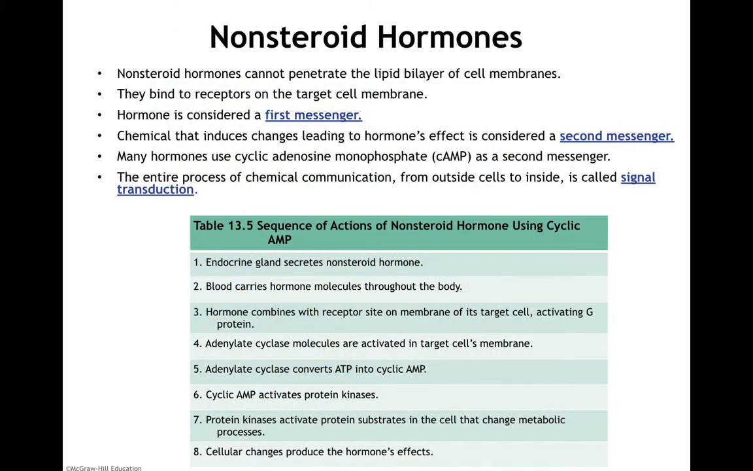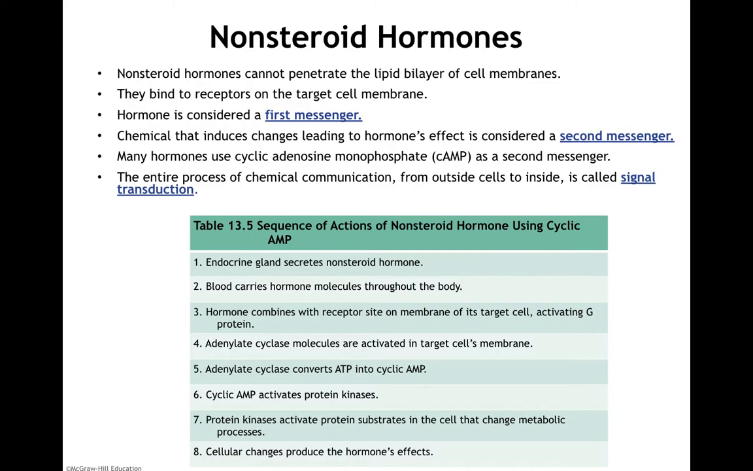The non-steroidal ones don't penetrate the lipid membrane of the cell. They're going to bind to receptors on the surface of the target cell. The hormone in that case would be considered the first messenger. That's the first thing that happens, is that messenger binds to a receptor. The chemical combination would cause changes inside the cell, and those molecules would be second messengers.